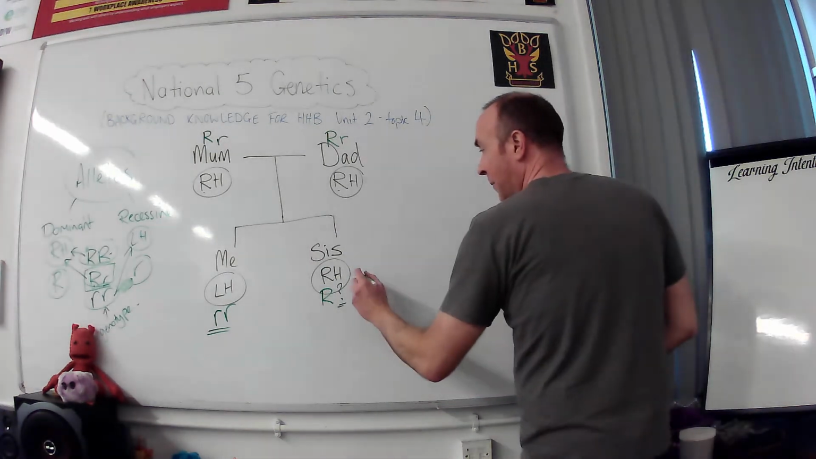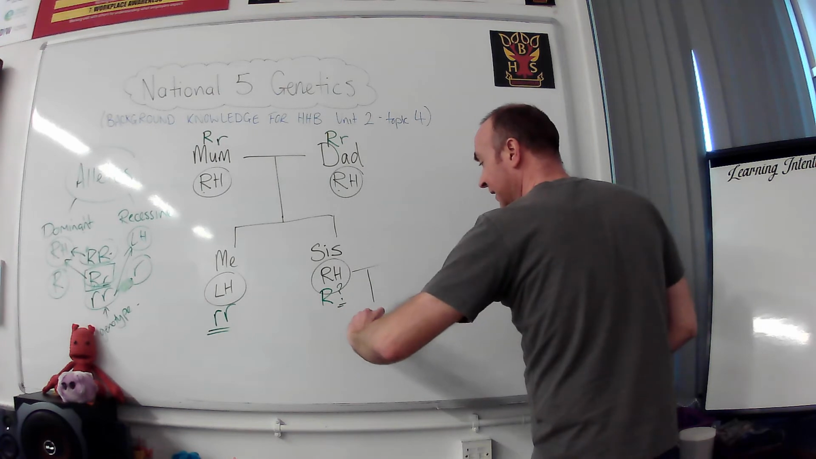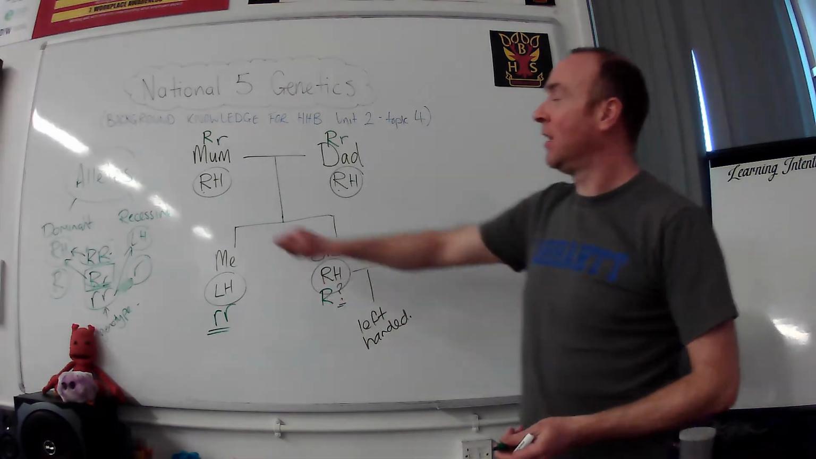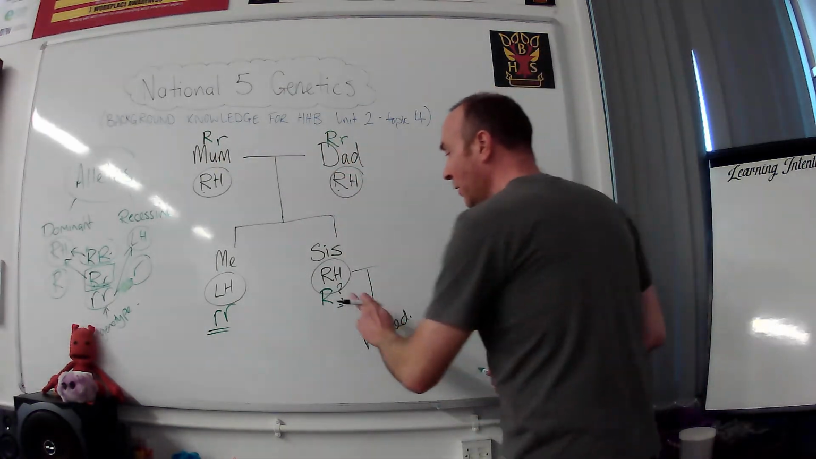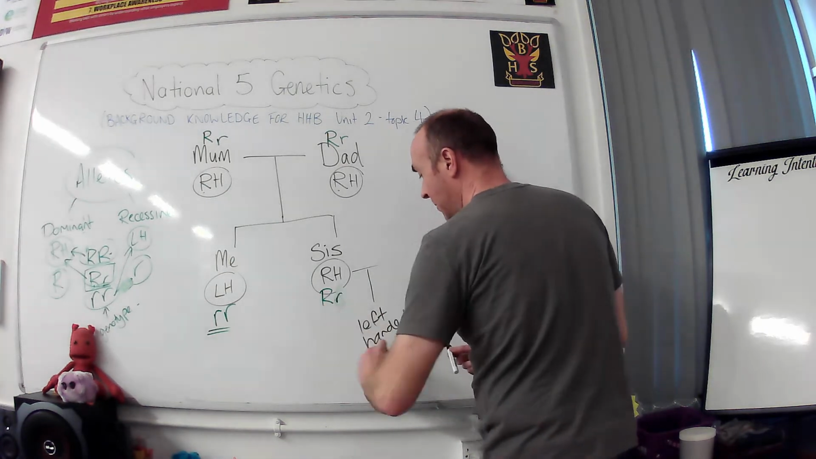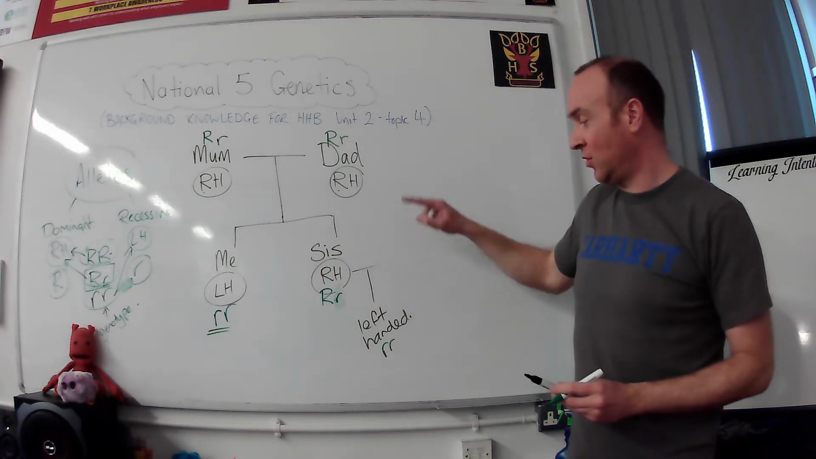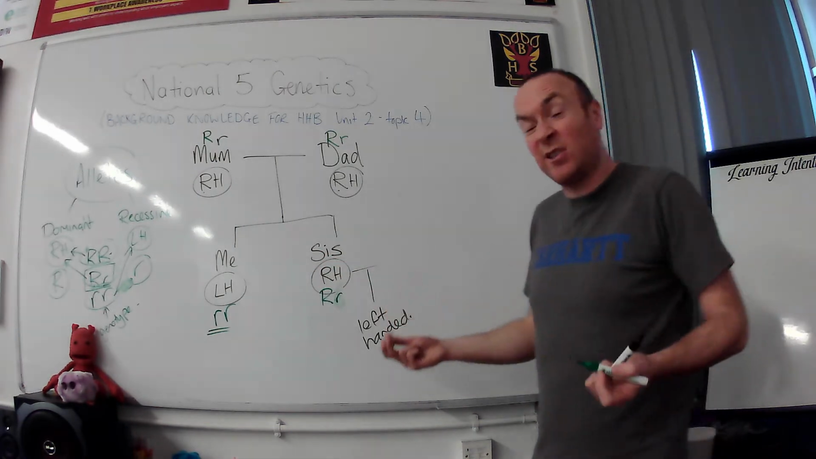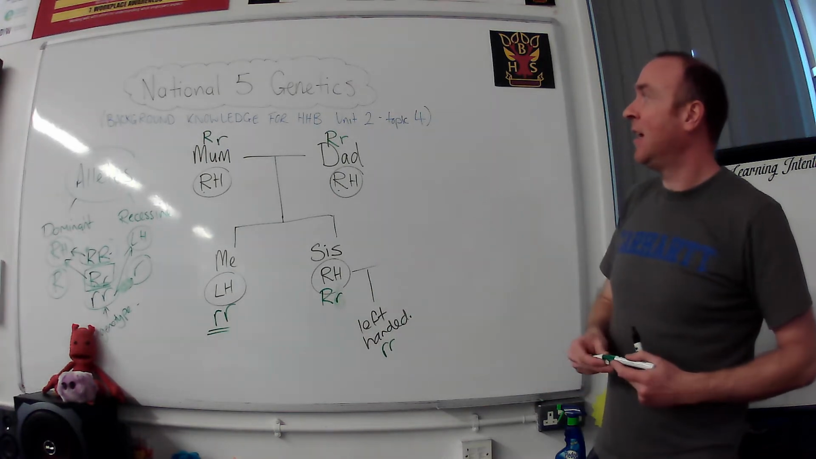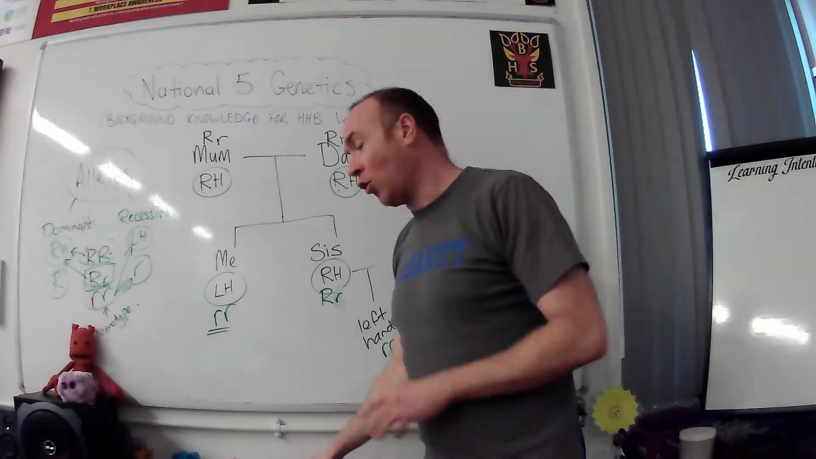So if my sister had a child and the child was left-handed, we could use exactly the same logic that we're using with my mum and dad. We would know that my sister must have a small r to pass on so that that child's left-handed. If on the other hand my sister produced a right-handed child, then we still wouldn't really know what that r was.